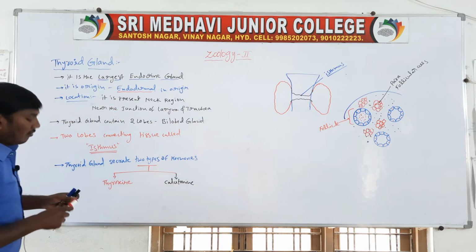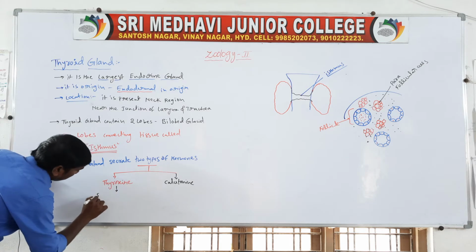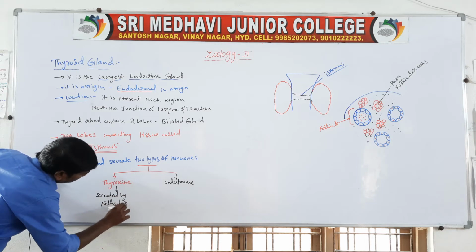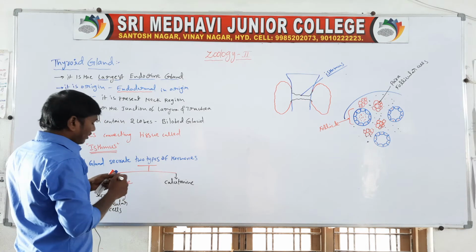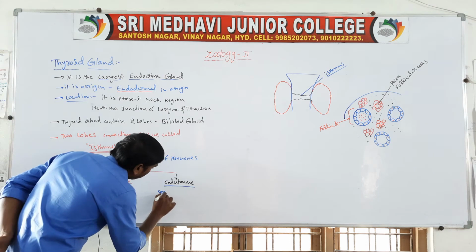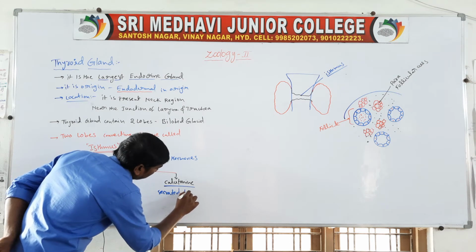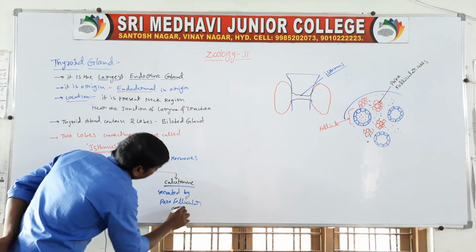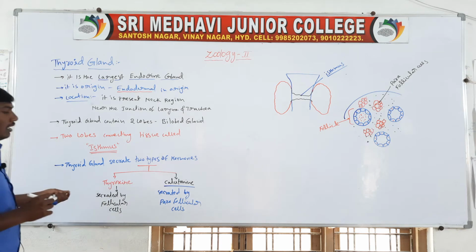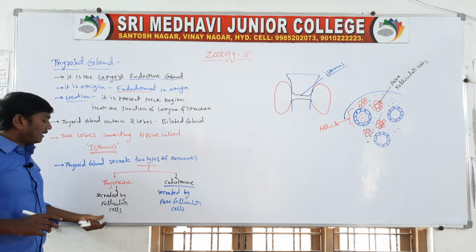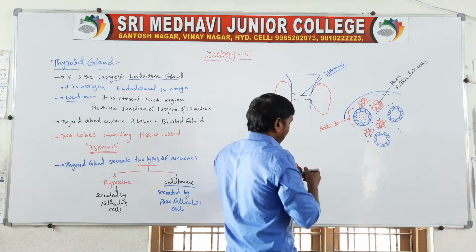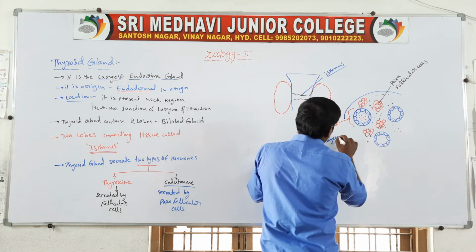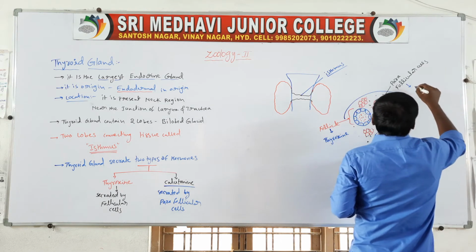The thyroxine is secreted by the follicular cells. Next one, calcitonin is secreted by the parafollicular cells. So the thyroid gland releases two types of hormones, thyroxine and calcitonin. The follicular cells secrete the hormone thyroxine, and the parafollicular cells secrete the hormone calcitonin.